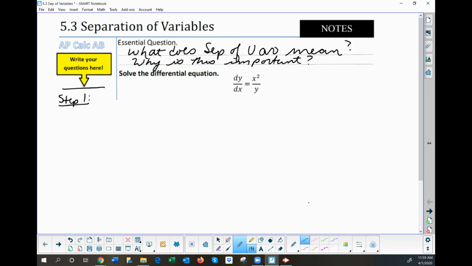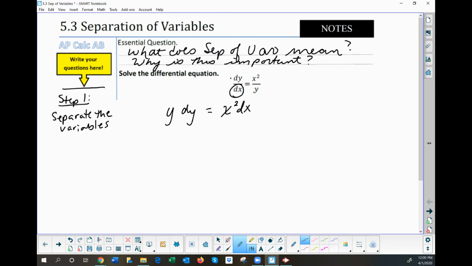So step one, what we're going to first start off by doing is to separate the variables, as indicated by the name of this lesson. When I look at my question, dy dx equals x squared over y, I notice that there are two variables. This is sort of like an implicit problem with two variables. So what we will do is bring the y up. I'm going to use a little bit of algebra, multiply by y on each side, multiply by dx and bring it up. That is what's meant by separating the variables.